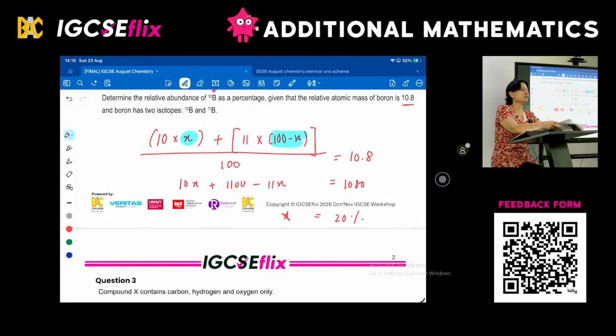Okay, let's try some calculation questions. If you are done, let's do objective. Yay, objective is so easy, teacher. Let's do some objective to warm up.